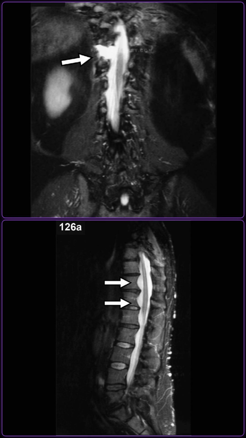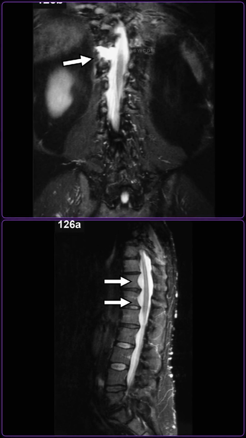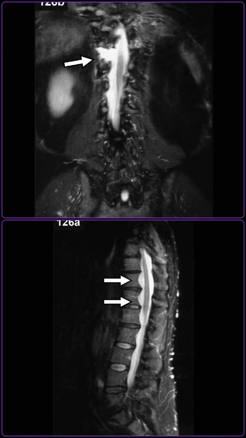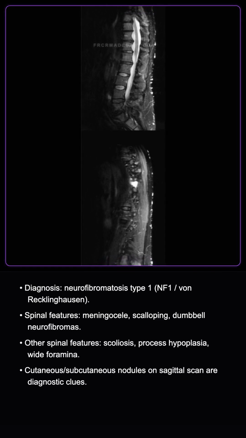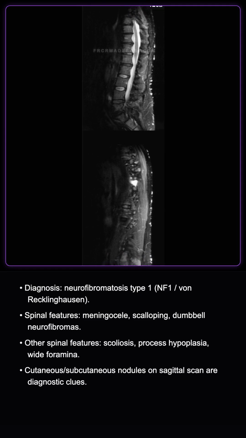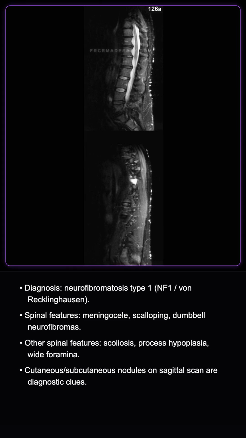The clinical and imaging features are diagnostic of neurofibromatosis type 1, also known as von Recklinghausen disease. The classical features in the spine include lateral thoracic meningocele, posterior vertebral scalloping, and dumbbell-shaped neurofibromas occupying the neural foramina.